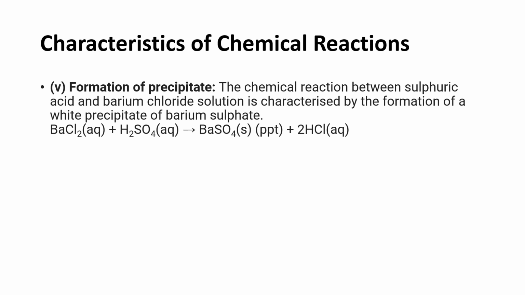Number 5. Formation of precipitate. The chemical reaction between sulfuric acid and barium chloride solution is characterized by the formation of a white precipitate of barium sulfate. BaCl2 (aqueous) plus H2SO4 (aqueous) gives BaSO4 (solid, precipitate) plus 2HCl (aqueous).